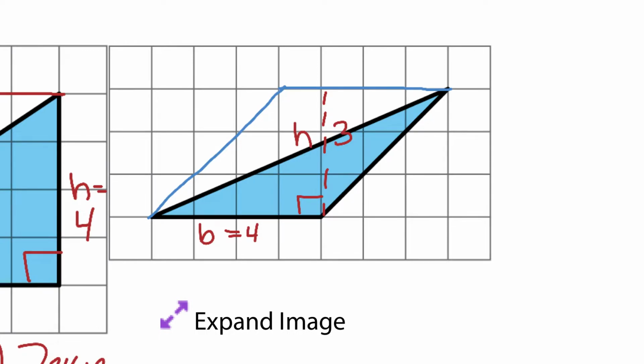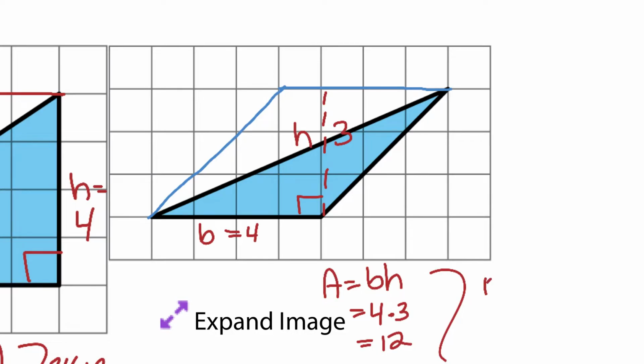Now to find the area of this parallelogram, area equals base times height, which is 4 times 3, which is 12. But of course, to find the one triangle, I need to either do 12 divided by 2, since there were two identical triangles, or 12 times 1/2. Both solutions get you 6 square units as your answer.